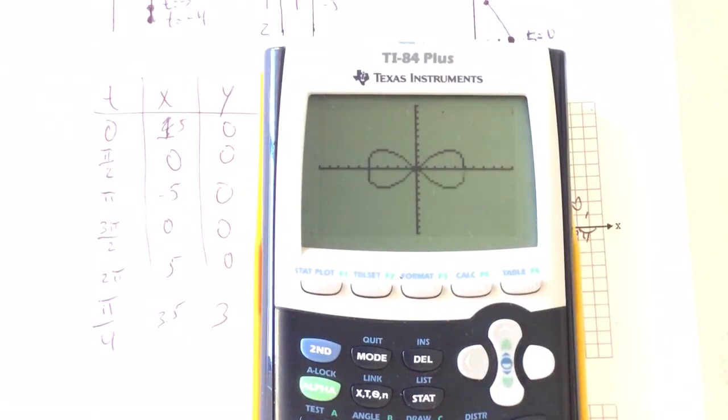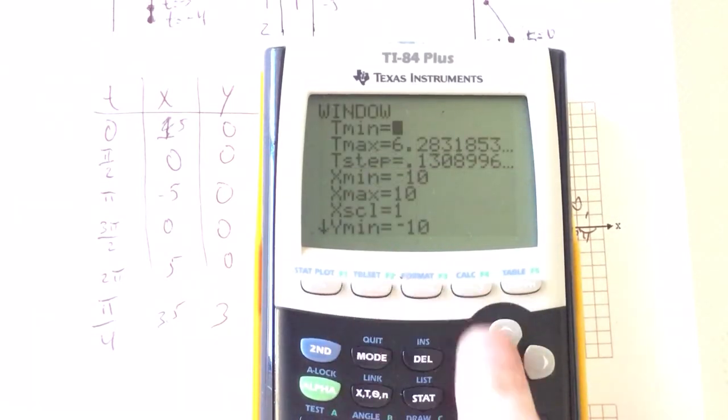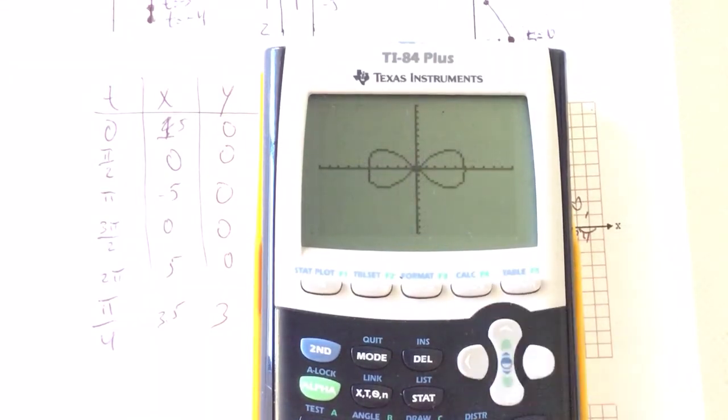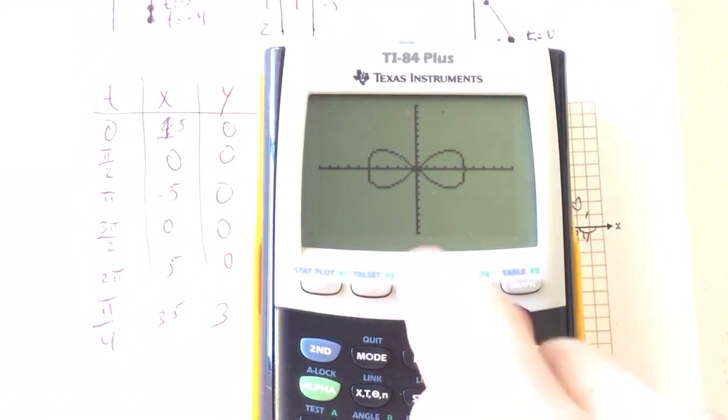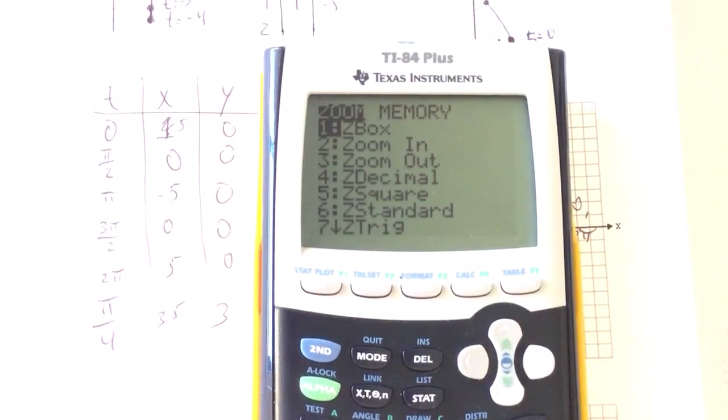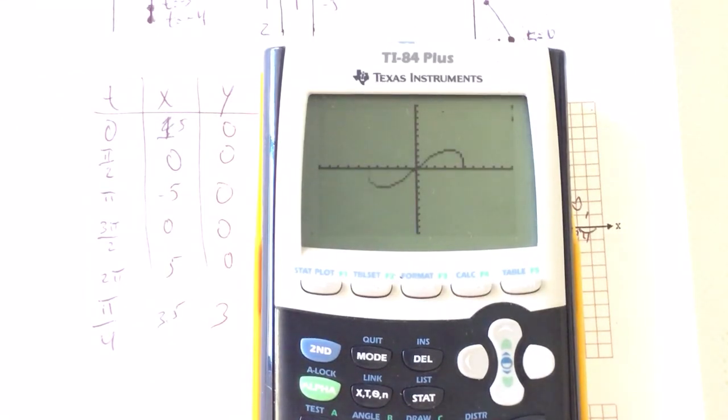Wait, can you go back? What's a good T-step? Wait, what's a T-step? Keep it what it says. That's not what I got. All right, put yourself in radian mode. Turn off the stat plot. Zoom 6. We get what's called a lemniscate. Ooh.